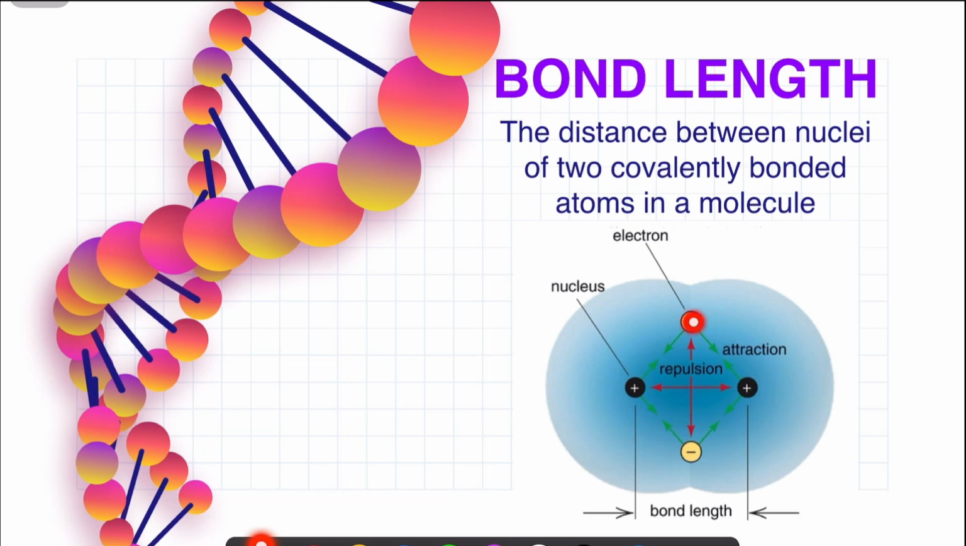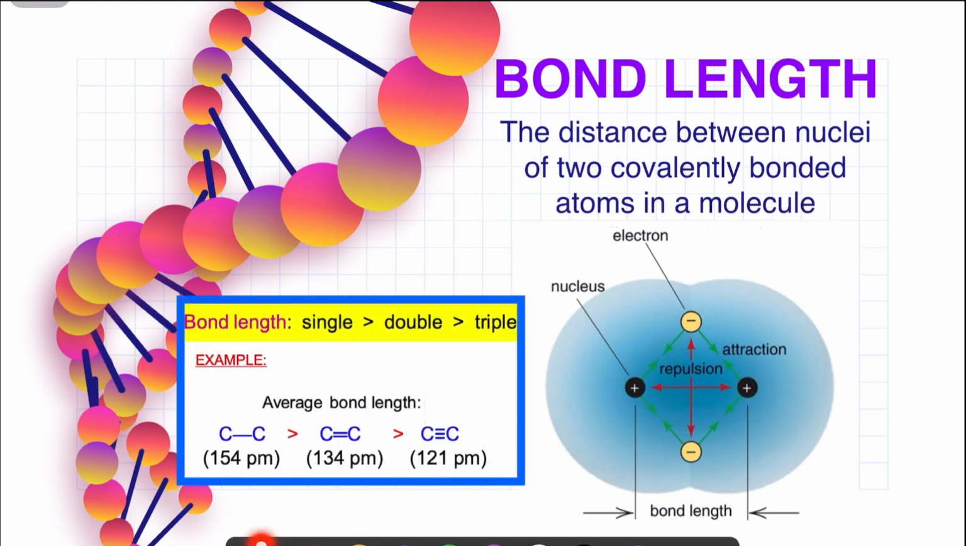Between the negative ion and the positive nucleus, it will form attractions. So there are repulsions and attractions at the same time. And this causes the distance between these two nuclei, that is the distance, and we call it the bond length. So the single bond has a greater bond length compared to the double bond and triple bond.